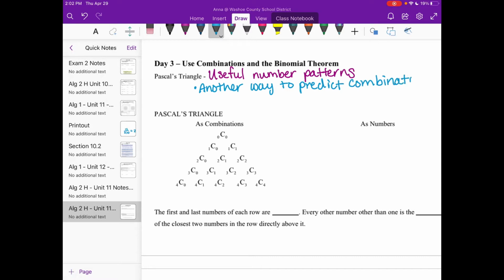Okay. And it is also going to help us when we are multiplying binomials with a degree bigger than 2. Okay, so that would be another way it can be helpful with multiplying binomials.